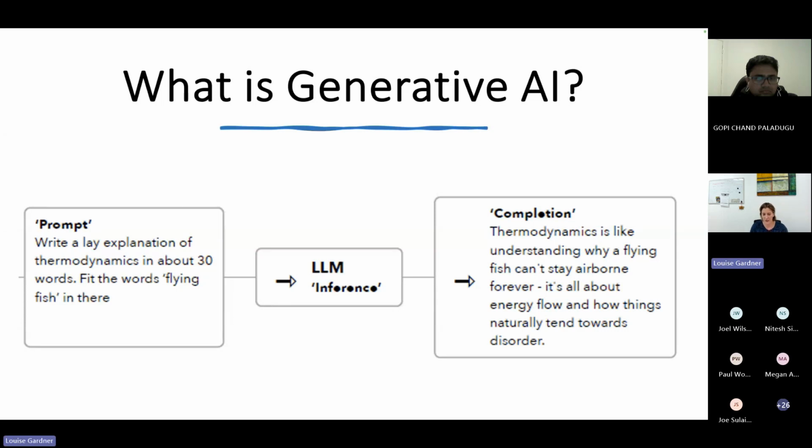There's a lot of nuance to writing prompts. For example, if you just asked for an explanation of thermodynamics, it would probably give you 1,000 words. So you have to refine exactly what it is that you're looking for. And to do that, you need to understand the model. You need to know what the model can and can't do.